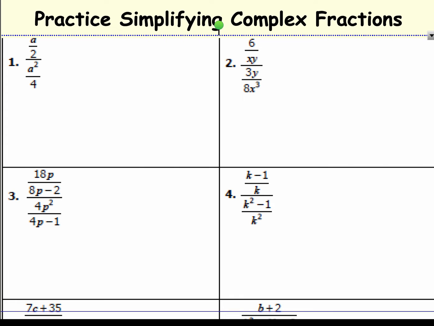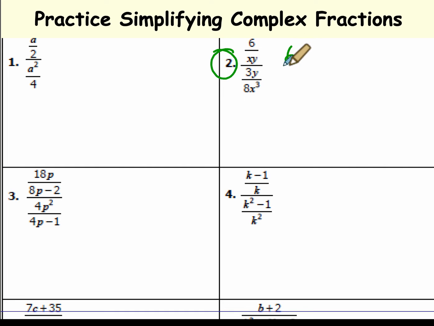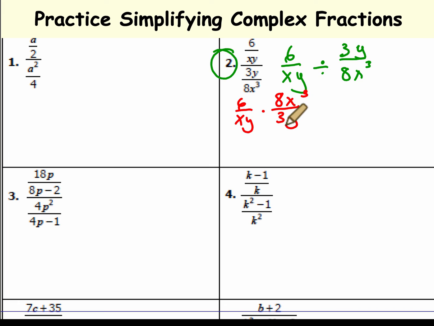Let's start with this one. It's relatively easy. It says 6 over xy, nothing I can do to simplify that, divided by 3y over 8x cubed. So that's it as a division problem. Now we're going to transform this into multiplication. So I have 6 over xy times the reciprocal, 8x cubed over 3y. And now we simplify.